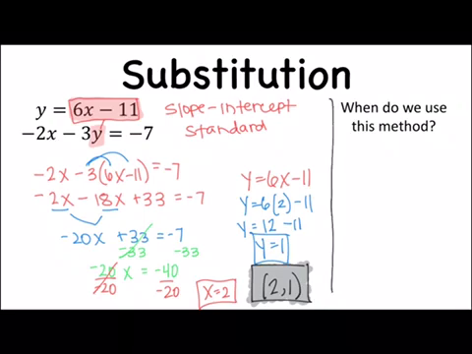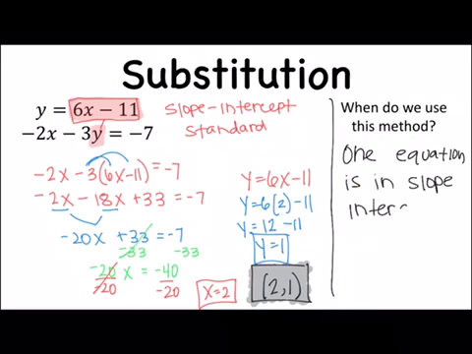So off to the right it says, when do we use this method? We use this method when one equation is in slope-intercept form. And I'm going to add to this, not when one equation, but at least one equation is in slope-intercept form.